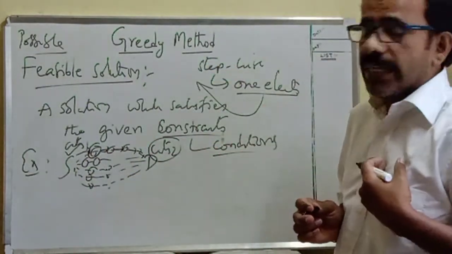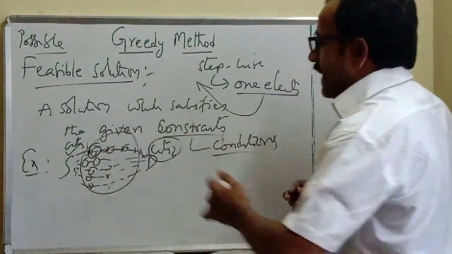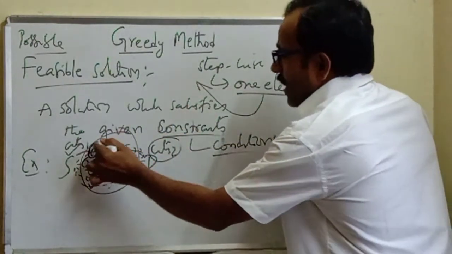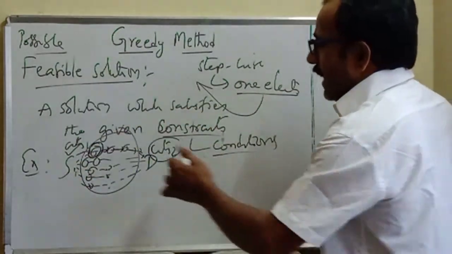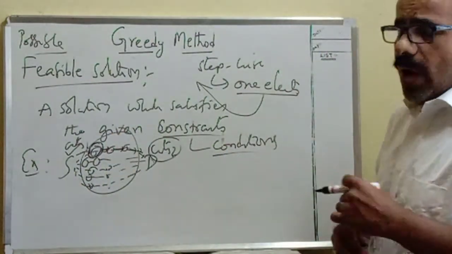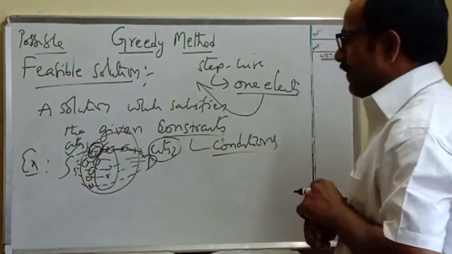Because our ultimate target is reaching city 2 from city 1, and there are so many cities in between city 1 and city 2. According to the greedy approach, we select one city in one particular step. Like that we go on selecting all the cities in between source and destination. Then what do you mean by feasibility now? How many paths are there? There are so many paths between source and destination.